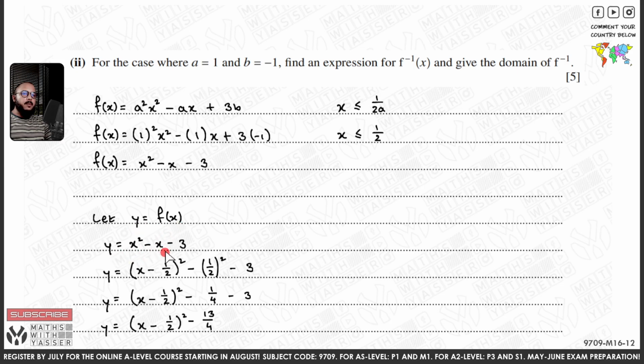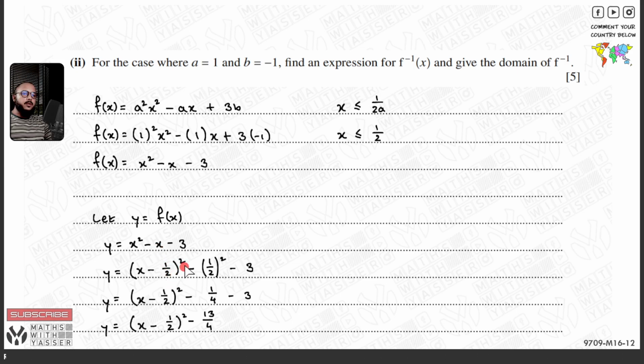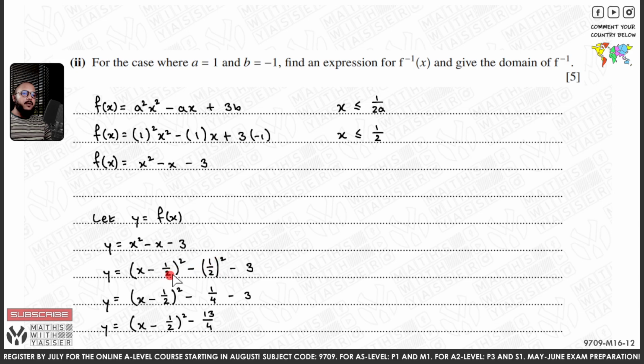Now let's consider y equals f(x). So y equals x square minus x minus 3. And remember that when you are trying to find the inverse of the function, if it is a quadratic equation, you always have to do the completing square. It's easier to do that. So first we take x, then the sign negative, and we have a 1 next to x, so it will be (1 by 2) whole square minus whatever we have here, which is half whole square, minus 3. Simplifying this, we get (x minus half) whole square minus 1 by 4 minus 3.